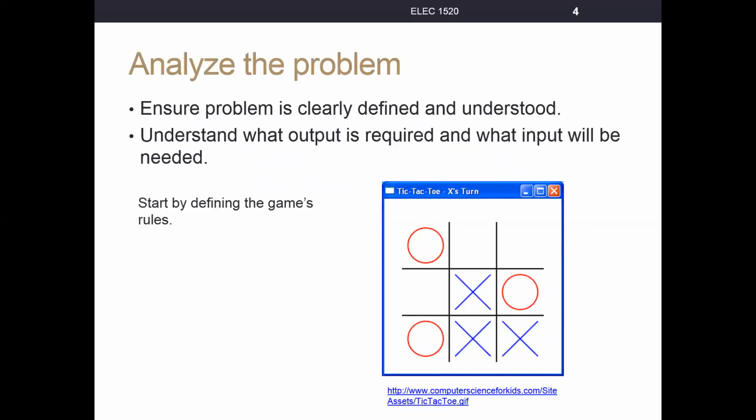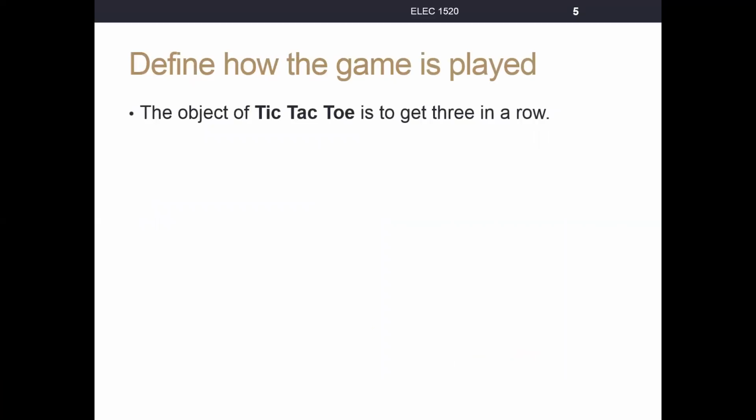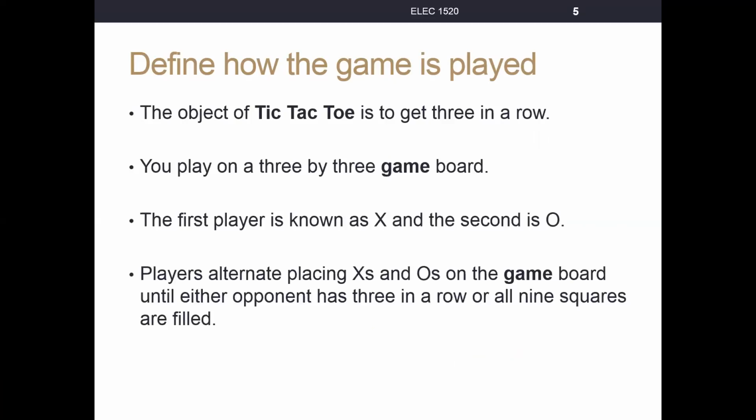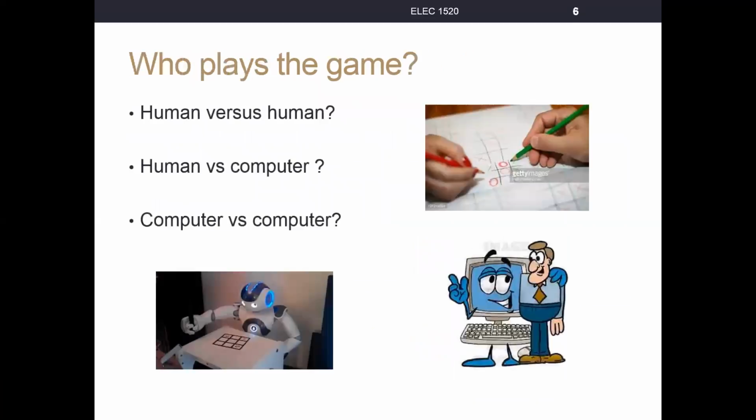So we'll start by defining the rules, right? As I just said, we want to get 3 in a row. That's our objective, right? We play on a 3x3 game board. The first player is known as X and the second player is O. And the players alternate placing X's and O's on the game board until either opponent has 3 in a row or all 9 squares are filled, right? And that would result in a tie.